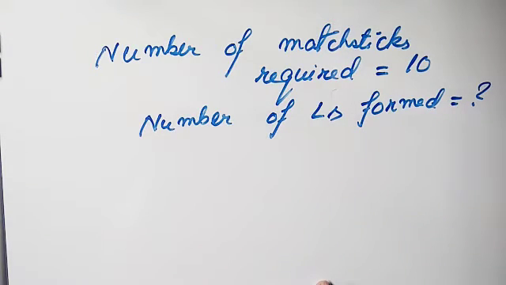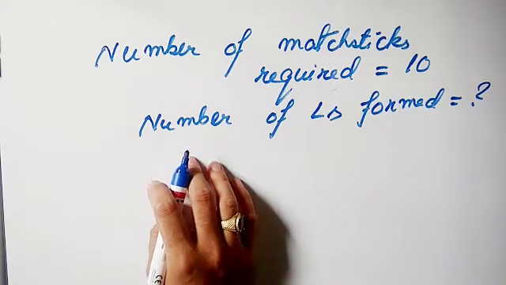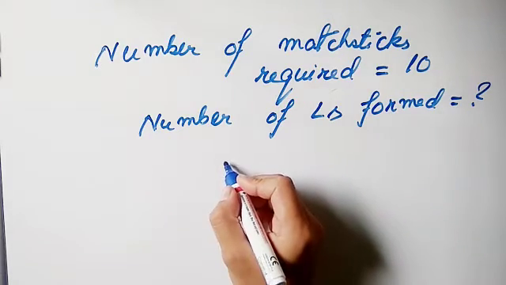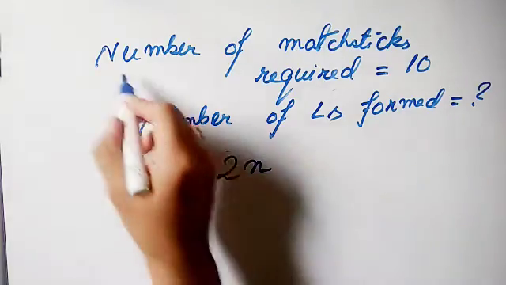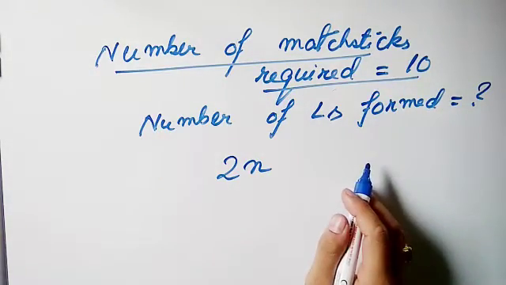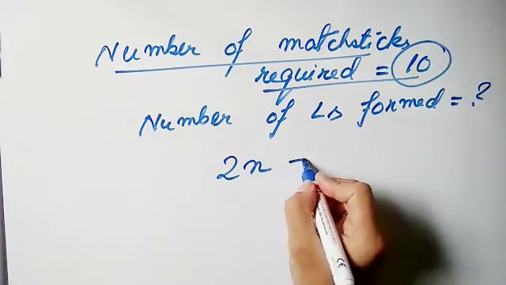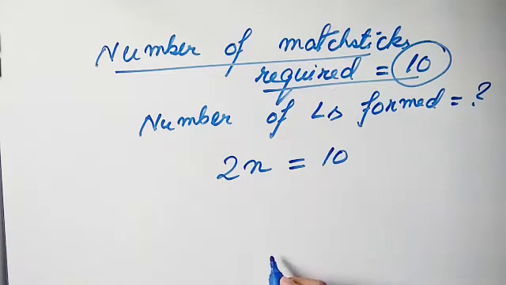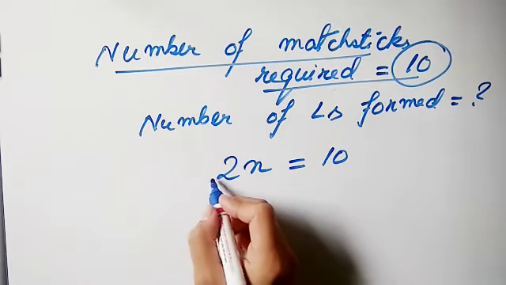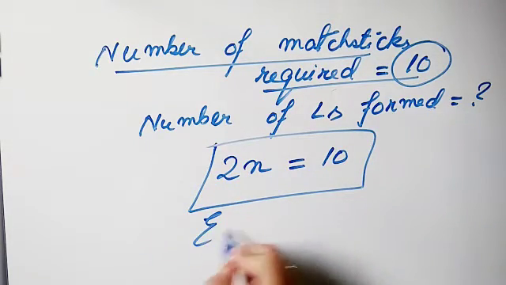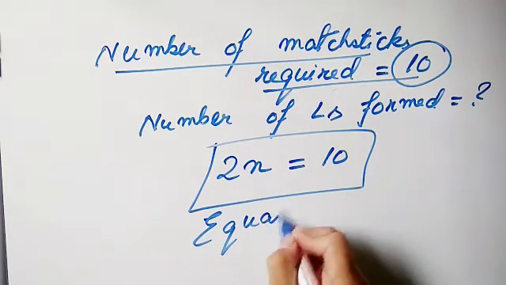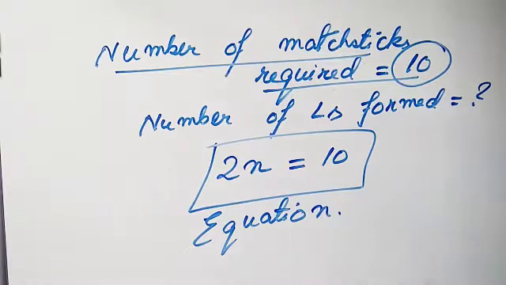So we already know that the rule to find the number of matchsticks required is given by twice n, right? And here in the question they have given the number of matchsticks required as 10. So twice n equals 10. So this twice n equals 10 is an example of an equation. It's just an example of an equation.